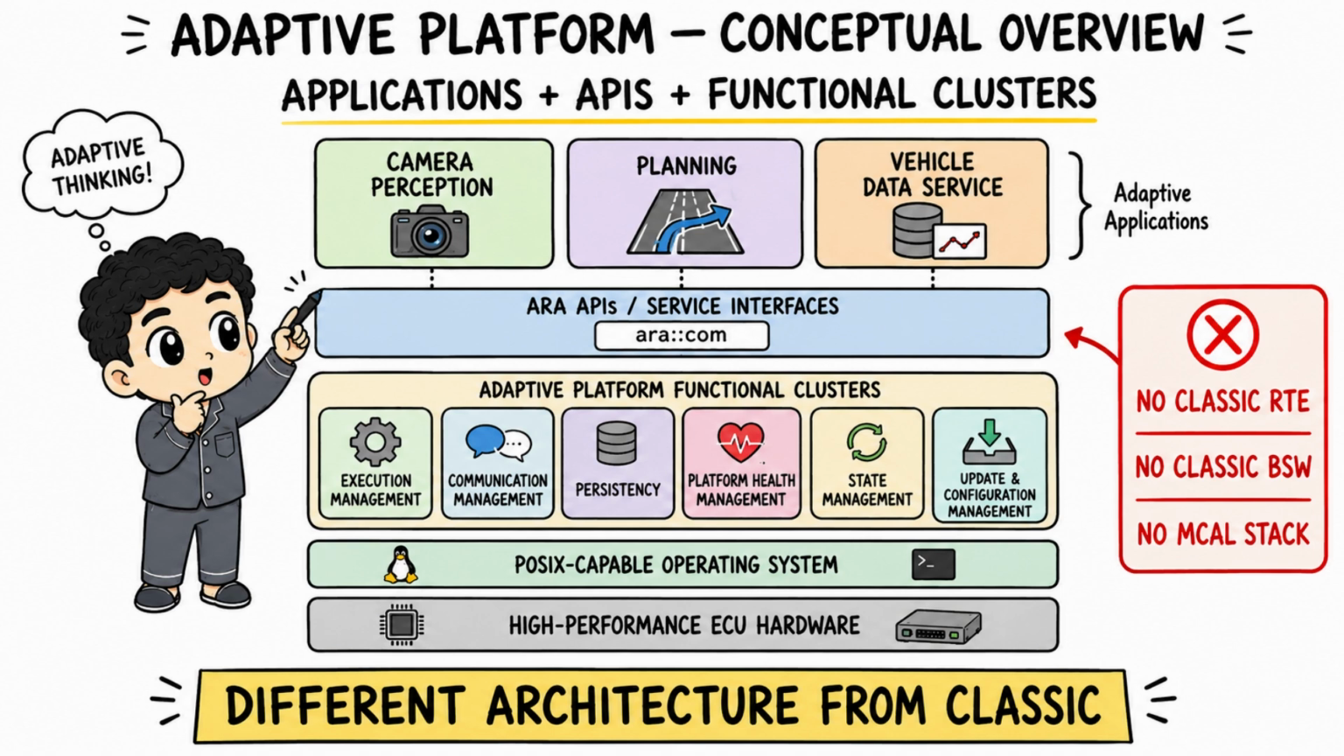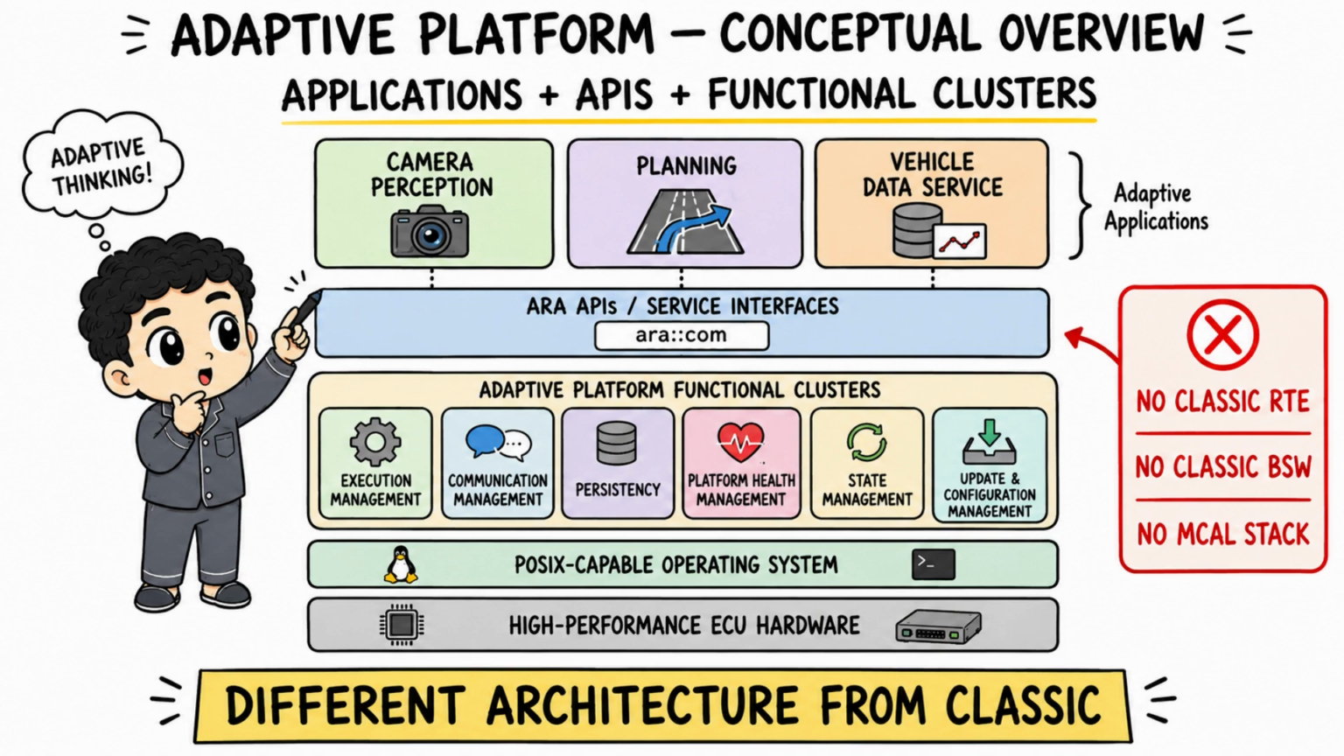Imagine a high-performance driver assistance computer. One application performs camera perception. Another application performs object tracking. Another provides vehicle data services. Another may perform planning or another computationally demanding vehicle function. In AUTOSAR terminology, these are adaptive applications.